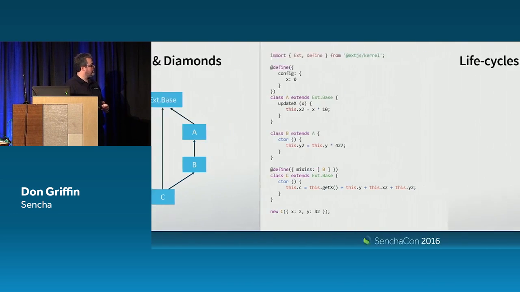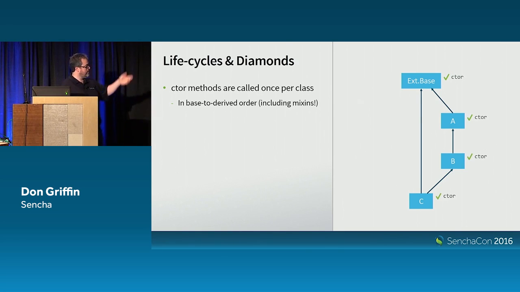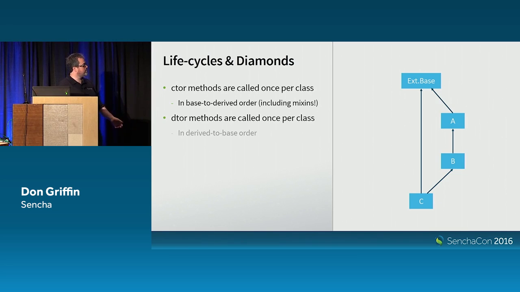And the most important part is what are the guarantees of those calls. They're called once per class. So the one that's in Ext.Base, if there was one, would be called just once. The one in A would be called once, top down, always. And then for the destruction sequence, again, just once, and going from derived to base order back up. So make sure that objects get cleaned up and initialized reliably.